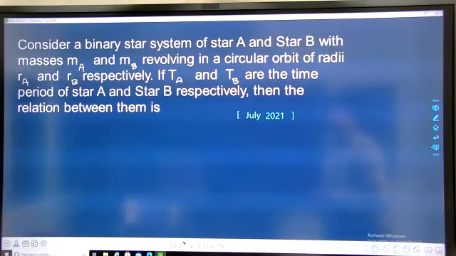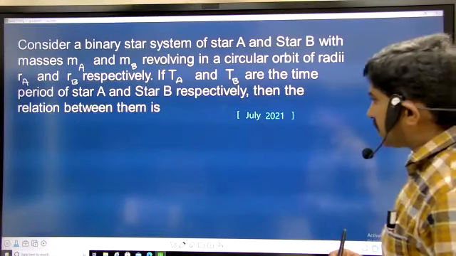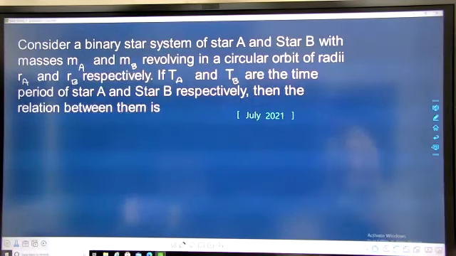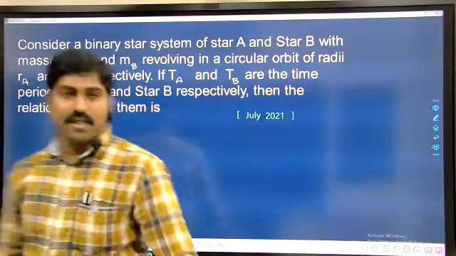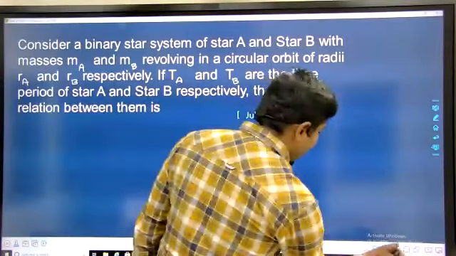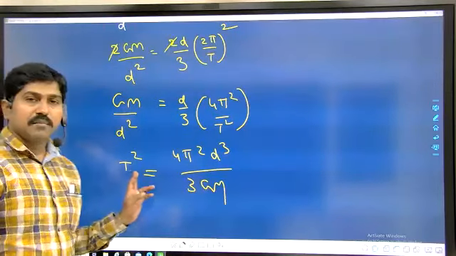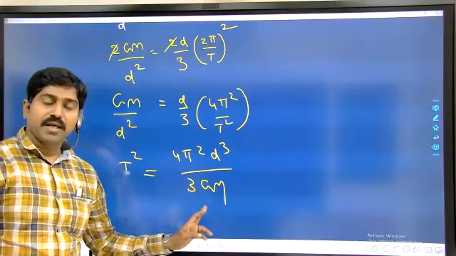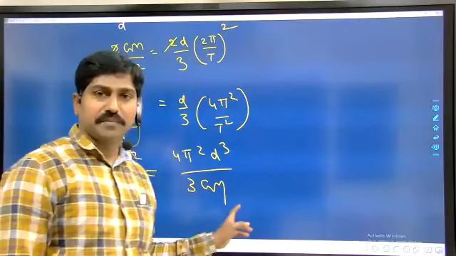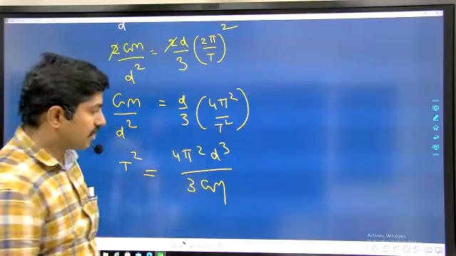See this question. Consider a binary star system of star A and star B with masses MA and MB, revolving in circular orbits of radii RA and RB respectively. If TA and TB are the time periods of star A and star B respectively, then what is the relation between them? In the previous question we did the same thing. There, the time period of one particular mass M was calculated.